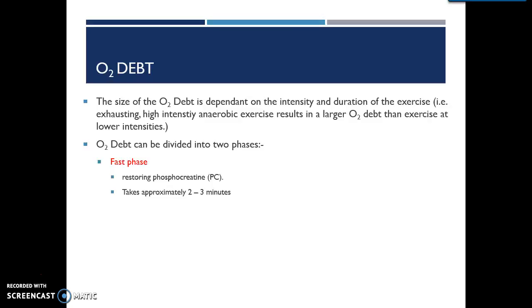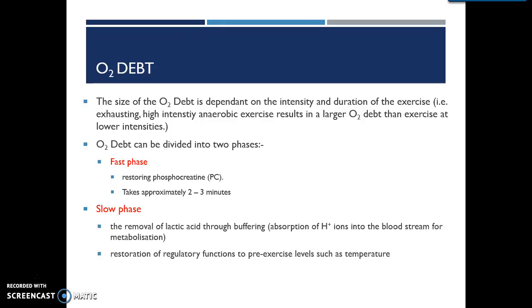And there are two phases. There is a fast phase, and that's where we see the restoring of PC, and that takes about 2 to 3 minutes. And then we have the slow phase of oxygen debt, and this is where we see the removal of lactic acid through the buffering process, and that's where H-positive ions are moved into the bloodstream for metabolism. We also see the restoration of regulatory functions to pre-exercise levels such as temperature.